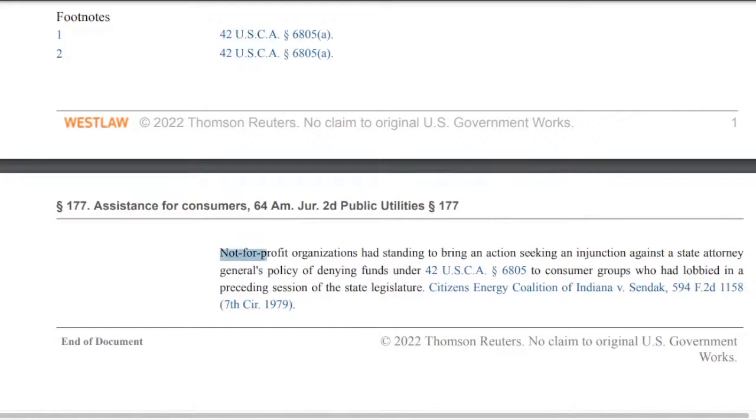Not-for-profit organizations had standing to bring an action seeking an injunction against the state attorney general's policy of denying funds under 42 USC to consumer groups who had lobbied in a preceding session of the state legislature. Sweet, 1979.